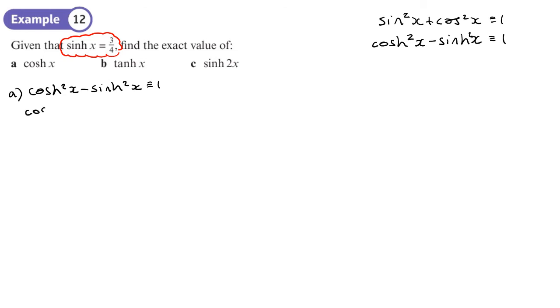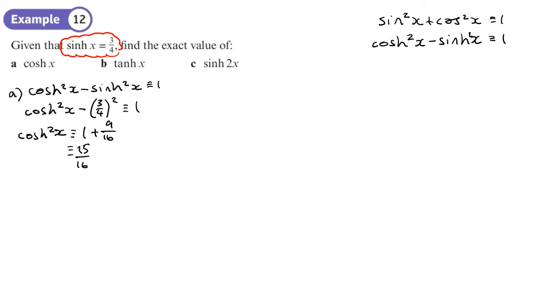So what does that mean? Cosh squared x minus basically 3/4 squared is 1. So that means cosh squared x is equivalent to 1 plus 3/4 squared, which is 9/16. So that's like 16/16 plus 9/16, which is 25/16.